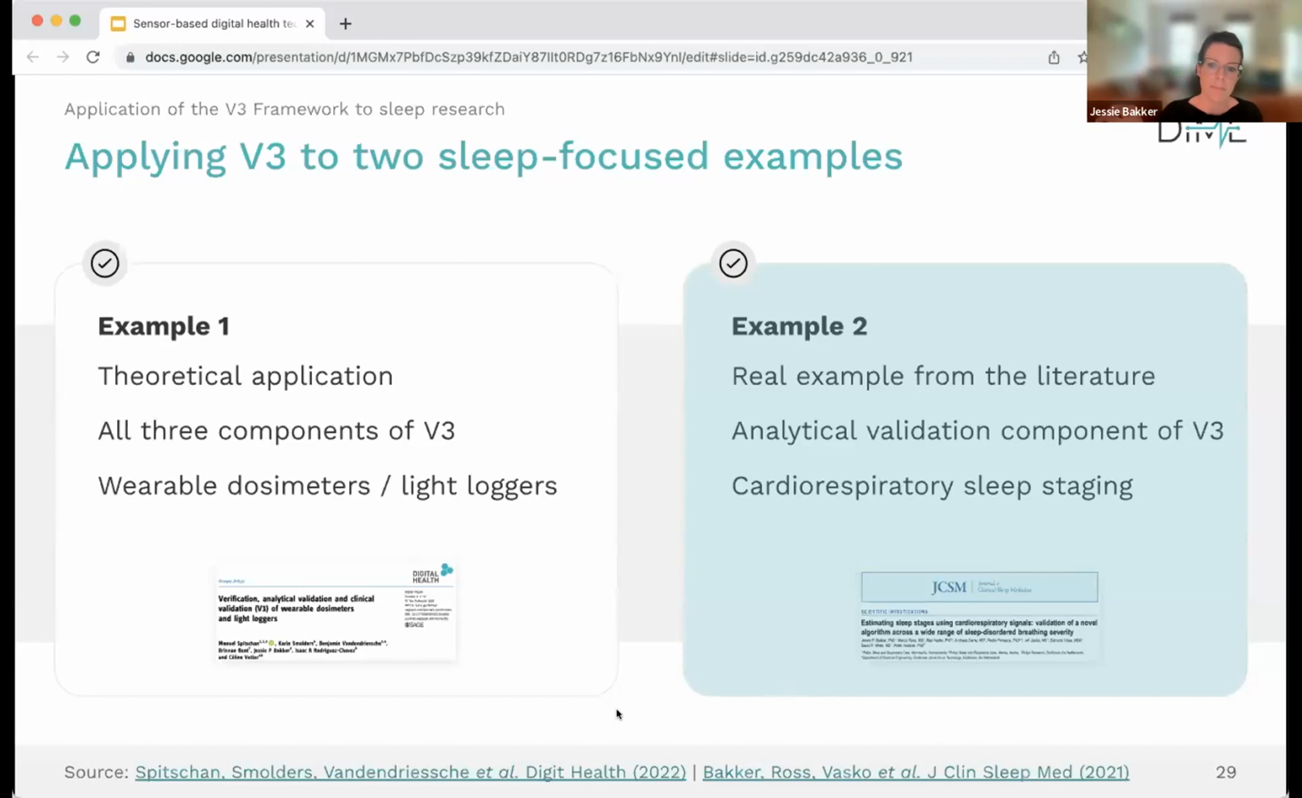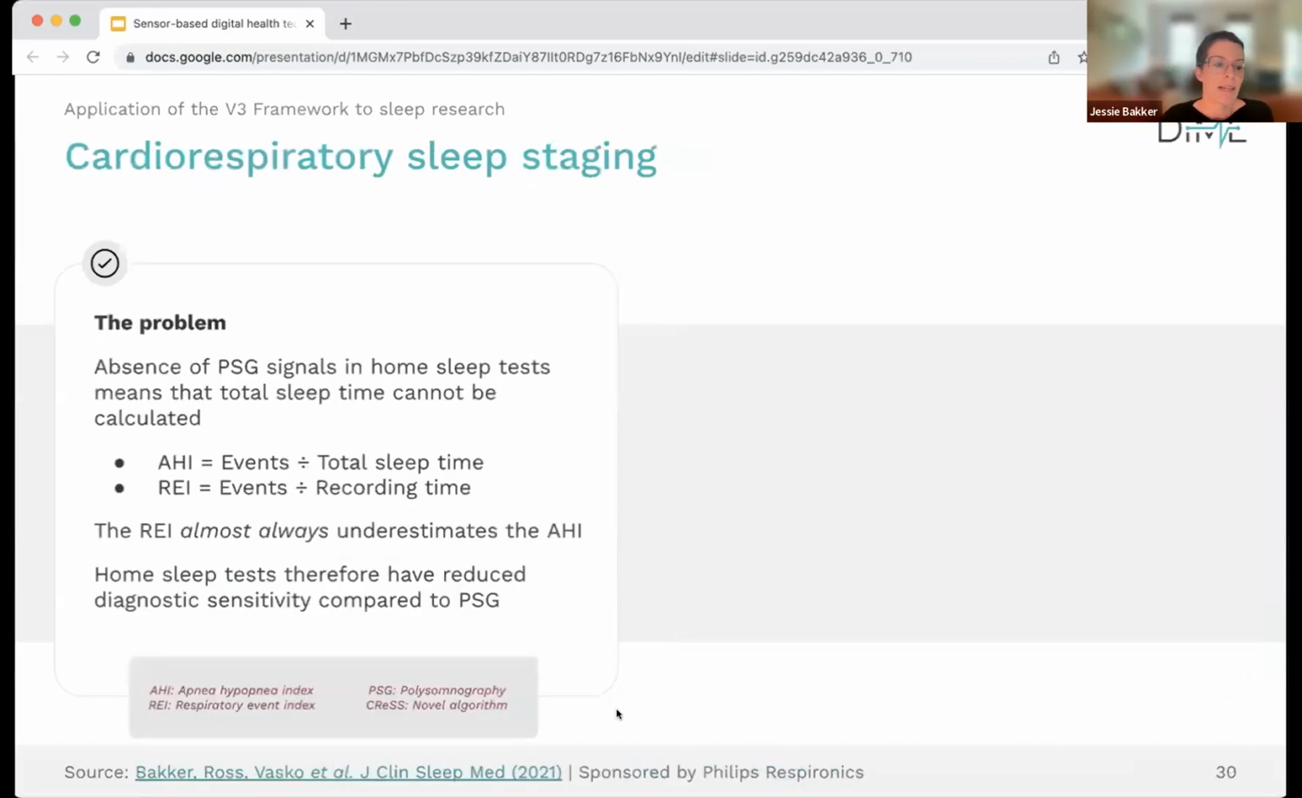So I'm going to do a bit of a deeper dive just on that one process, using cardiorespiratory sleep staging as an example. I mentioned up front that I will be presenting data from a Philips-sponsored study, and this is the one. So we are now moving into an example that comes from the clinical sleep literature. And the problem that we were tackling here was the absence of PSG signals in home sleep tests.